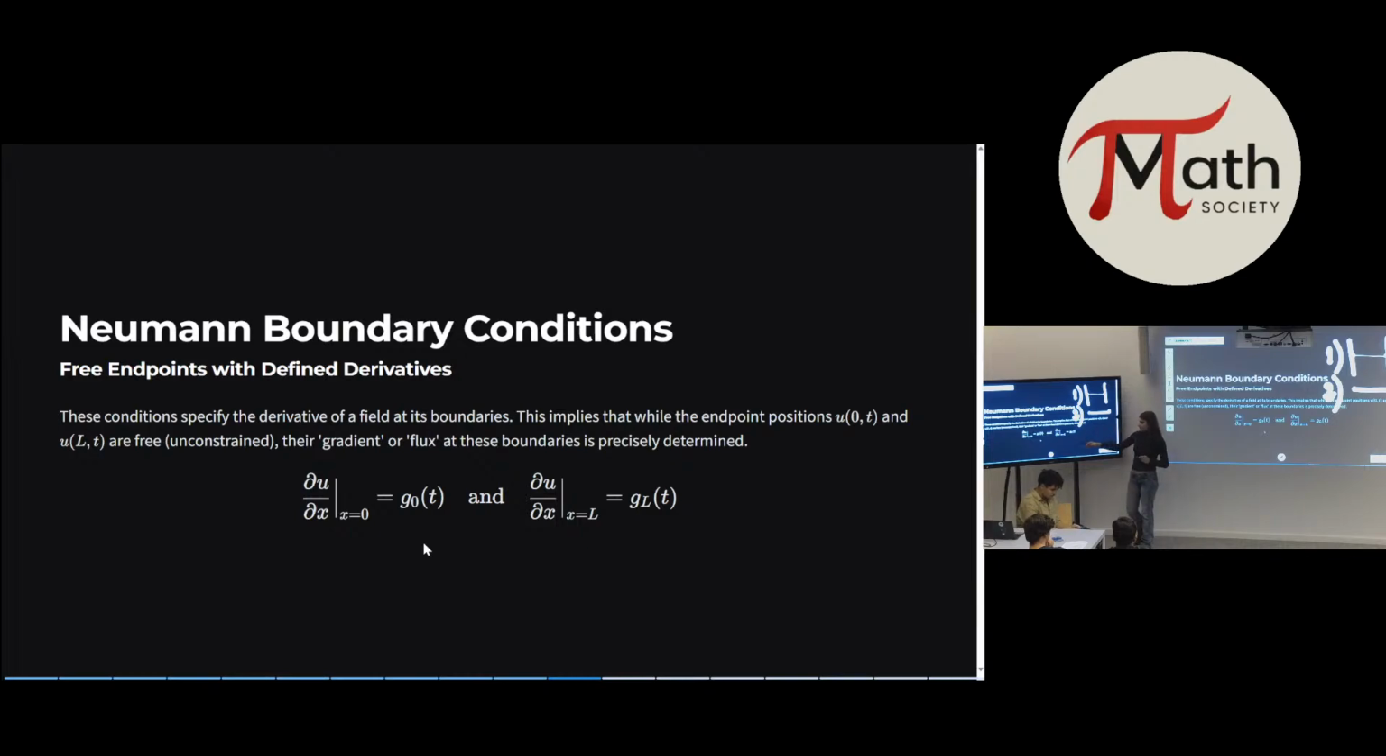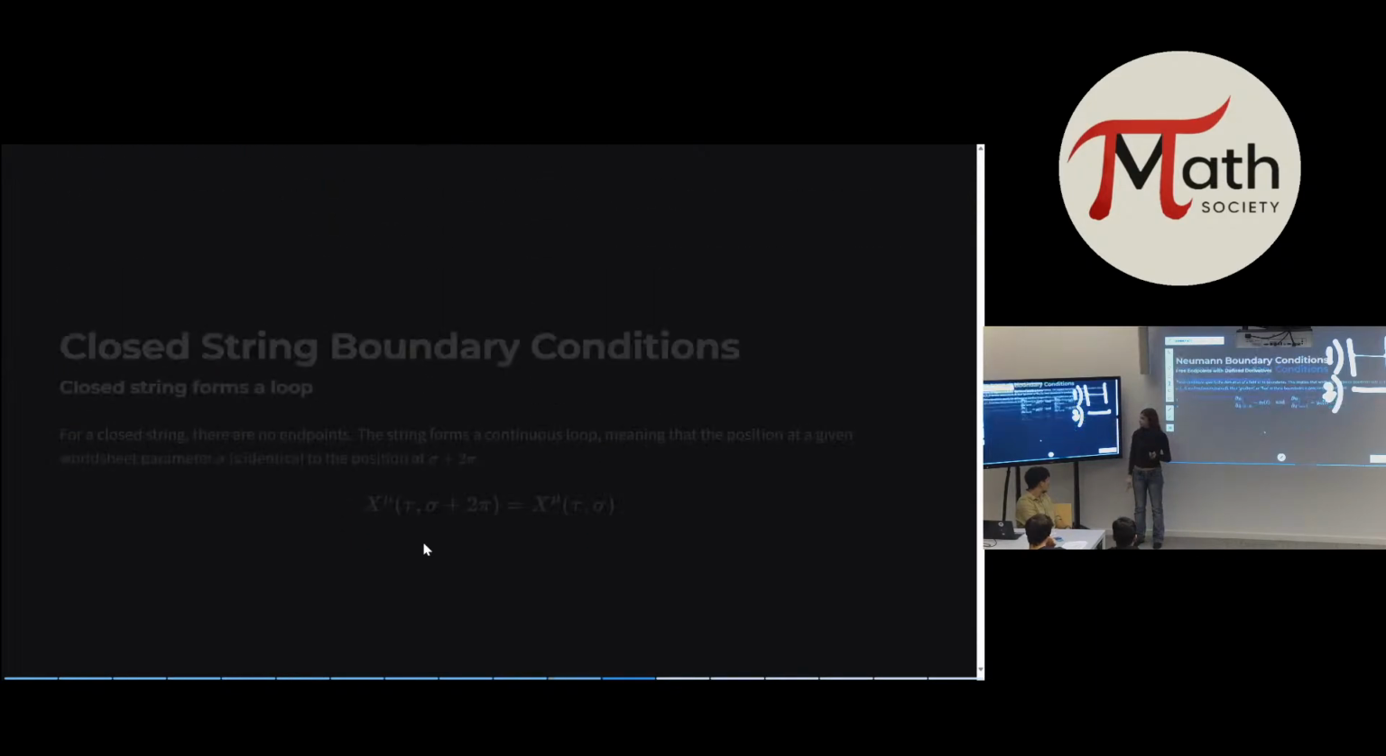So for this boundary condition, the thing that we have fixed, that's constant, is the derivative of displacement. So how the ends are curved at the boundaries, for both the left and right hand side.